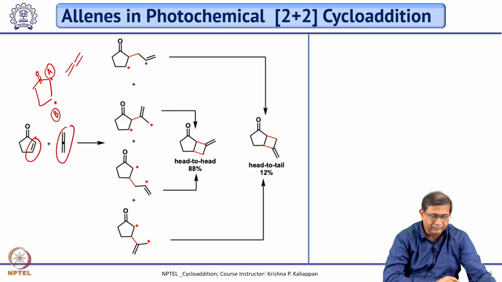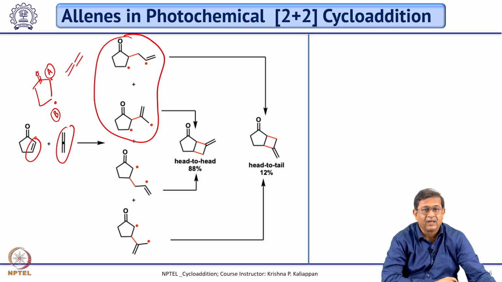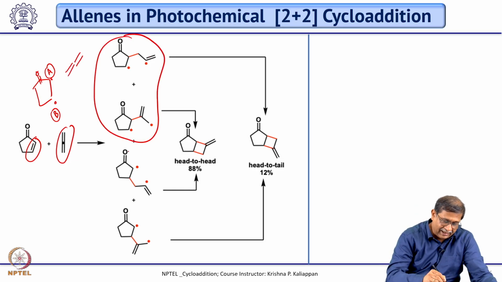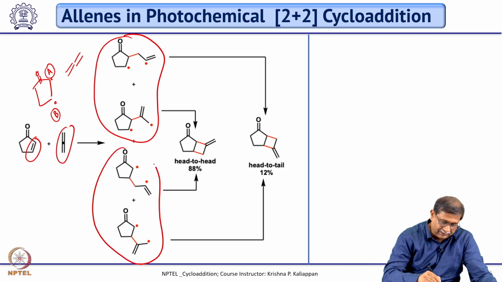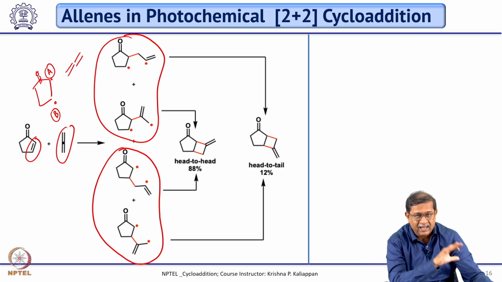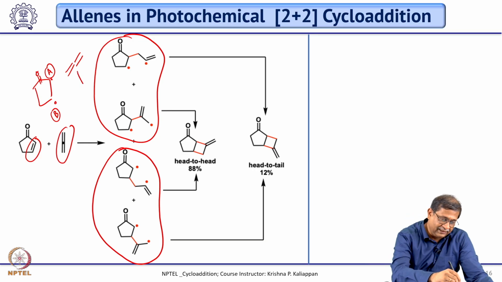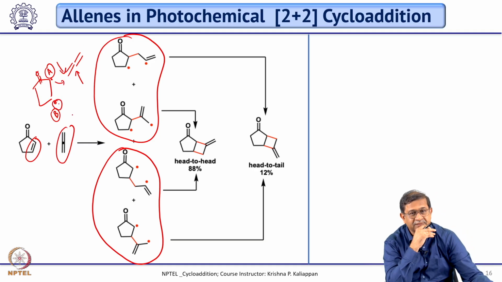adds to allene, then there are 2 possibilities. So, that is these 2. And if radical B adds to allene, then these 2 biradicals are possible. Okay. I will leave it for few seconds for you to understand. So, it can add here or it can add here, this radical. Likewise, this one can add on both carbons.